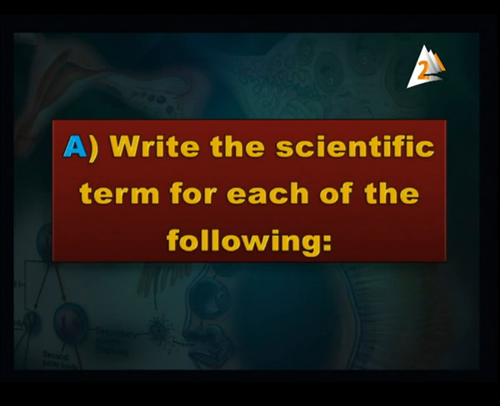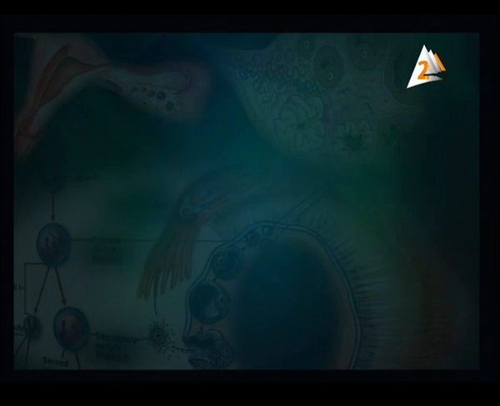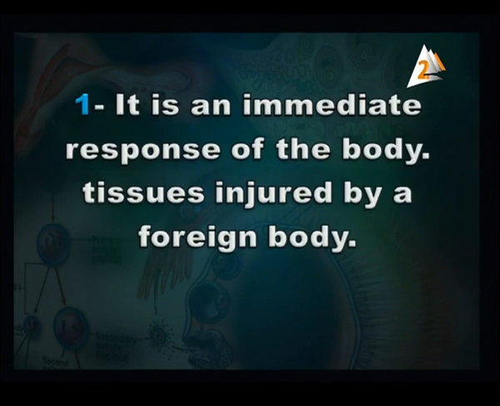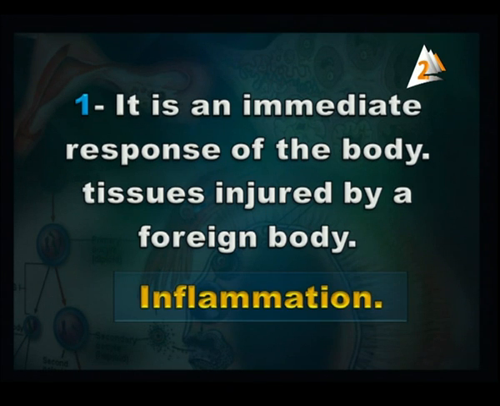Write the scientific term for each of the following. It's an immediate response of the body tissues injured by a foreign body. Good. It is an immediate response, so it is inflammation. Immediate response of body tissues injured by a foreign body, it's called inflammation.